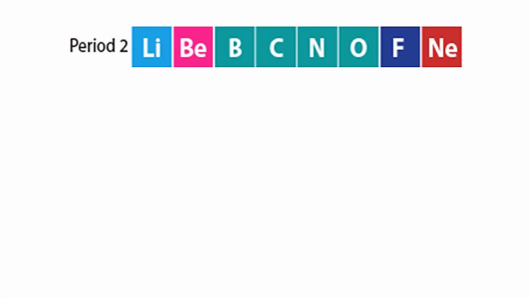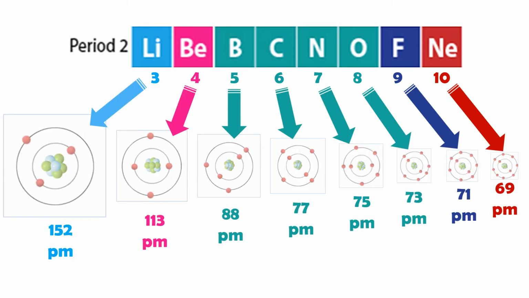For example, when we study the atomic size of the second period, there are 8 elements: lithium, beryllium, boron, carbon, nitrogen, oxygen, fluorine and neon, and their atomic numbers are from 3 to 10. You can see that their size is decreasing from lithium to neon.